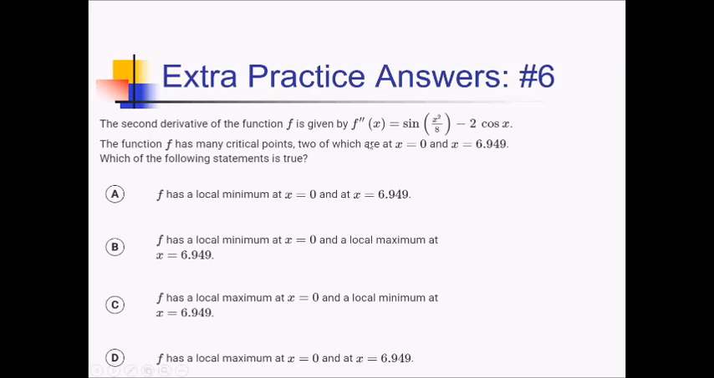On this problem, we're given the second derivative of a function, and they're telling us that 2 of the critical points are 0 and this other crazy decimal.